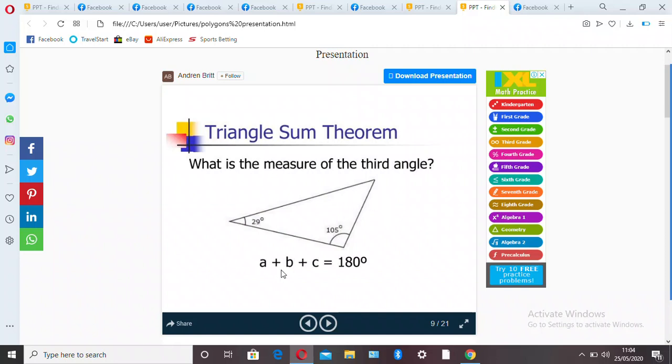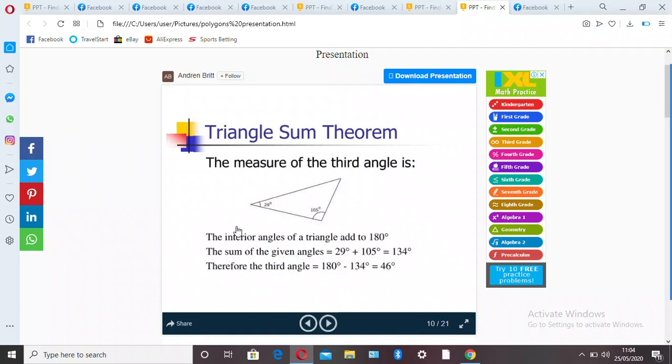What do we do? A plus B plus C will give you 180 degrees. The sum of angles in a triangle will always give you 180 degrees, in Nigeria, in Ghana, in America, all over the world. That is how it is done. So having said that, you have this angle, you have this, and you don't know this, and you have been told that the total must be equal to 180 degrees. So how do you solve that?